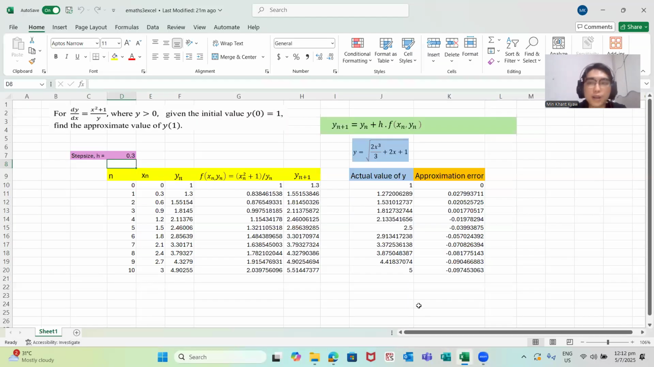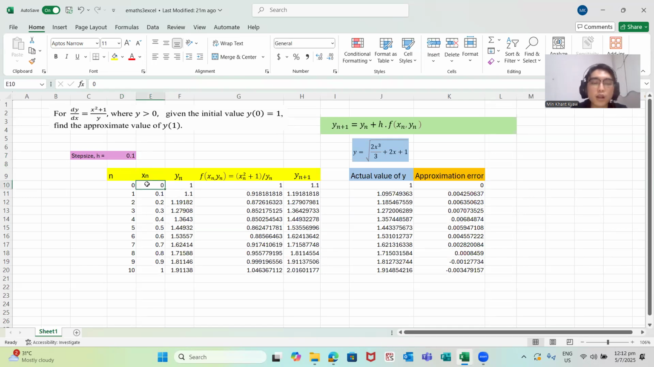Next, let's look at how I use Excel to compute the Euler's approximations for the differential equation dy over dx is equal to x squared plus 1 over y, where the values of y are greater than 0, with the initial value of y equal to 1 and the initial value of x equal to 0. So let's assume the step size h is equal to 0.1.